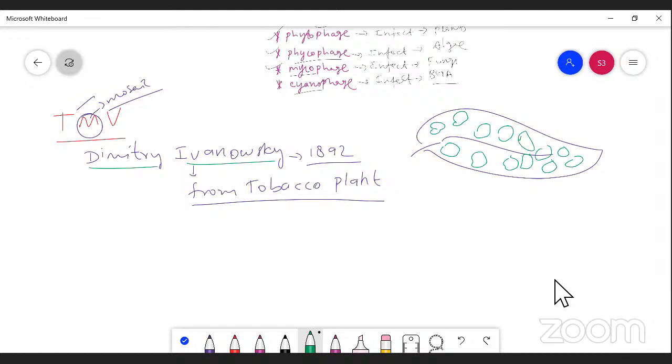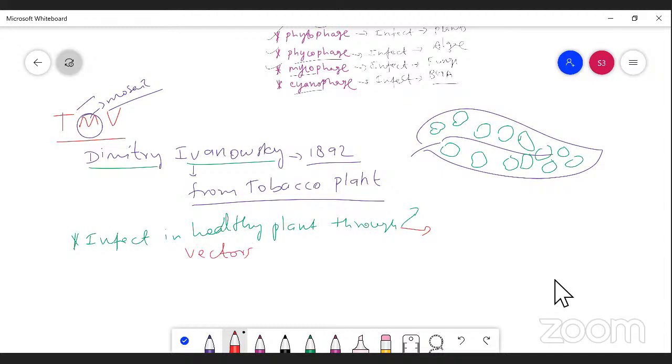The second point is that the virus infects the healthy plant through vectors. Some vectors carry the virus, and by this the tobacco mosaic patterns are arranged. The first one is aphids and lacunes. Aphids are a type of sap sucking insect. From this, decolorization forms on the leaf in a mosaic pattern. That is the process in tobacco mosaic virus.